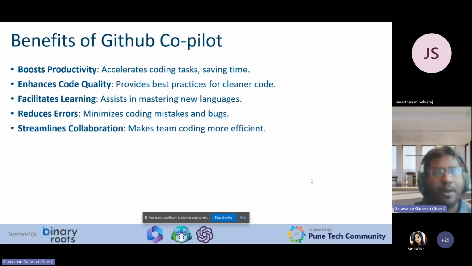Some of the common benefits of GitHub Copilot are these: if my team is utilizing it in coding, it increases my team's productivity. If I use it in code, it will improve my code quality and reduce the errors, and it also helps facilitate learning and streamline collaboration. So these are some of the benefits of GitHub Copilot.